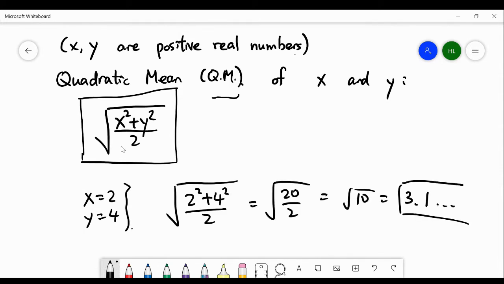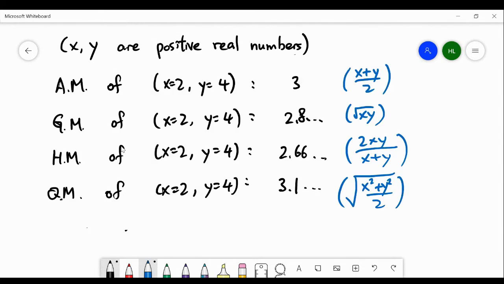And let's group all we have done together. So now the example we have been using is x equals 2 and y equals 4. And we have looked at 4 different means, right? These are the arithmetic mean, geometric mean, harmonic mean, and quadratic mean. So I list all of these as follows, and the formulas are provided in the blue color. And the particular example is always x equals 2 and y equals 4. And you can see the values are different, right?